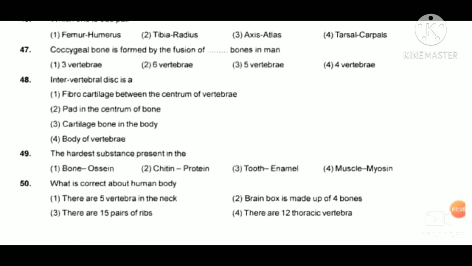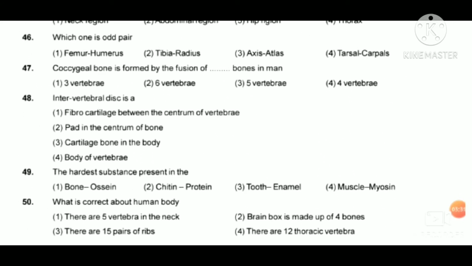Next is question number 48. Intervertebral disc is: number 1 fibrocartilage between the centrum of vertebrae, number 2 pad in the centrum of bone, number 3 cartilage bone in the body, and number 4 body of vertebrae. Intervertebral disc is a fibrous cartilage, also known as a cushion, which lies between the vertebrae and acts as a shock absorber between each of the vertebrae in the spinal column. So the answer is option number 1, fibrocartilage between the centrum of vertebrae.